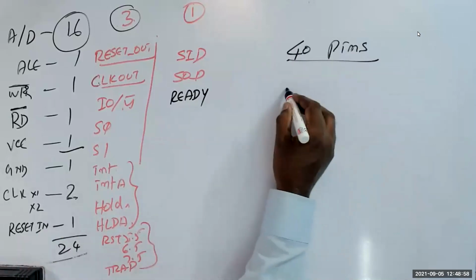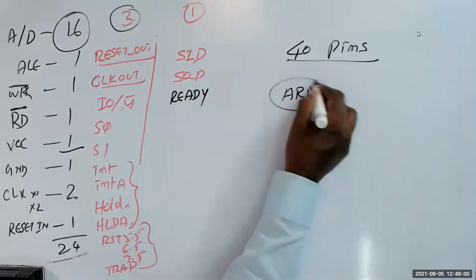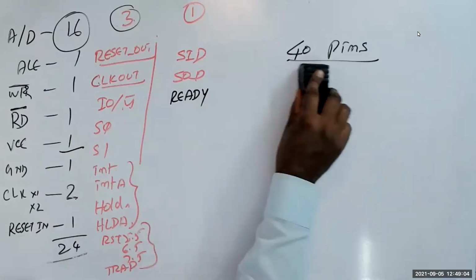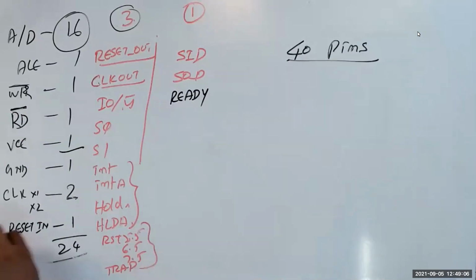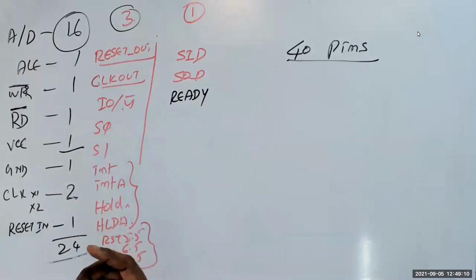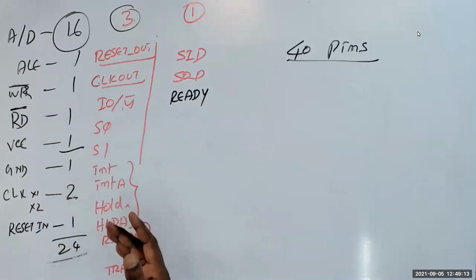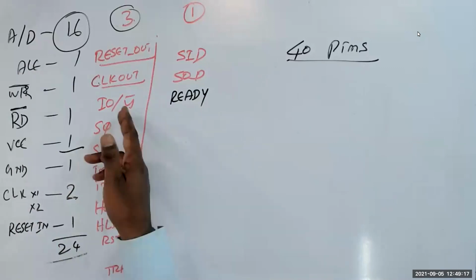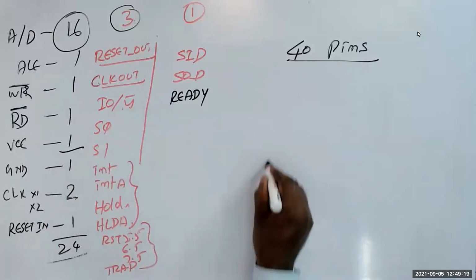Not only this, we will discuss the same thing with the latest ARM processor afterwards. That time also we'll discuss all the IO pins. Then you will know that they also have the same thing. You take any microprocessor, they have the same pins. Only the trick is ALE may not be there, and they may not have RST 6.5.